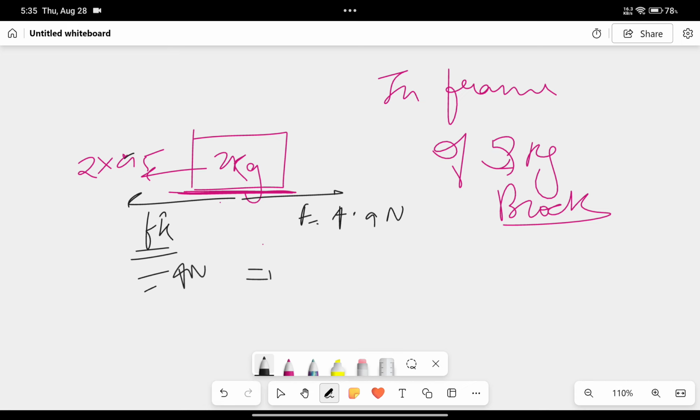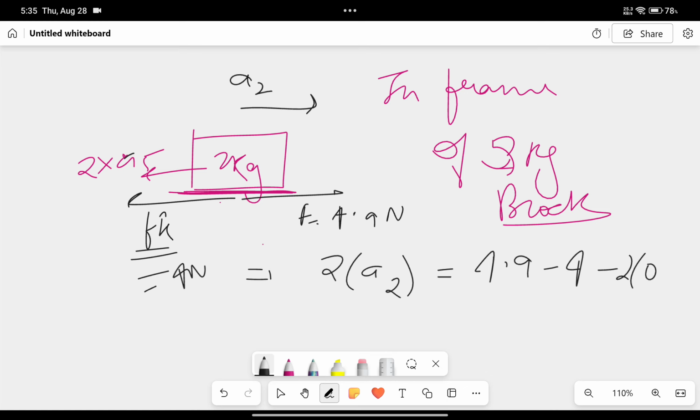So now what I will do is, in this frame it is accelerating in the opposite direction. It is accelerating with some acceleration. Let's say it is accelerating with this acceleration. So for example, this is the 2 kg block, it is accelerating with A2, and what are the forces? It's 4.9 minus this 4 minus 2 into 0.8. So it will come out to be 0.9 minus 1.6, and it will come out to be how much?